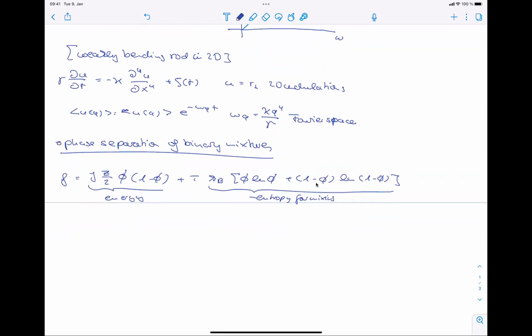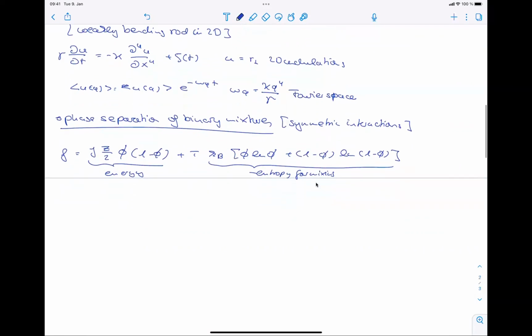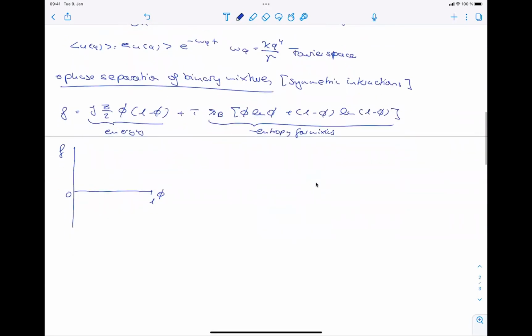And this is all looking at right now symmetric interactions. So the solute interaction is equally strong as the solvent-solvent interaction. And just mapping out these two contributions, we see the free energy as a function of phi, this being 1, this being phi equals 0, the entropic contribution is something like that.